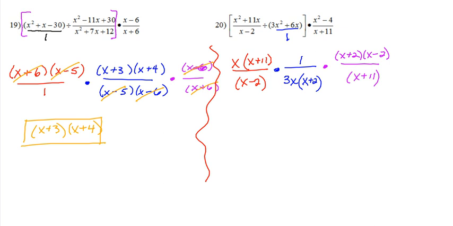And now the fun part. Let's see. I see an x plus 2 and an x plus 2, an x minus 2 and an x minus 2, an x plus 11 and an x plus 11, and an x and an x. Be sure you don't cross out this poor little 3. And I'm left behind with 1 over 3. Look how simple that is. Look what we started with, and look at how simple our answer is. I love all the canceling.